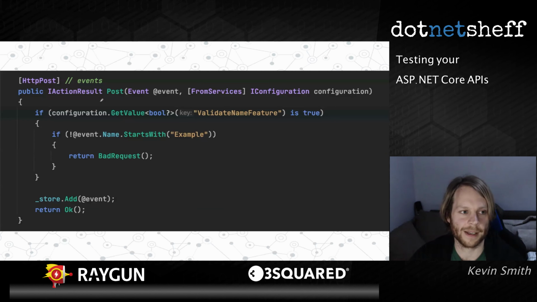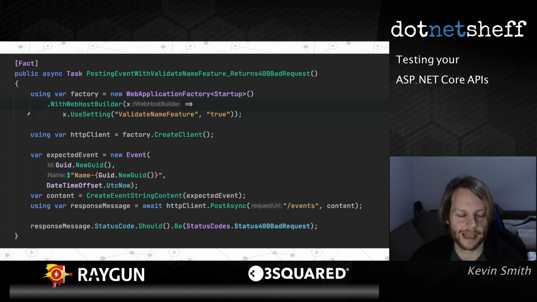So this is an example of that. This is the post endpoint where we're posting some data. We've got an extra bit of configuration. So we go to configuration in .NET, check if this flag's been set, and if it's true, then we test the name and say bad request if the name isn't starting with "example". And for that, we use this thing called WithWebHostBuilder. This is similar to the other one where we override it, but this is just inline in the tests. And we can say, go use the setting of validate name feature and just set that to true.